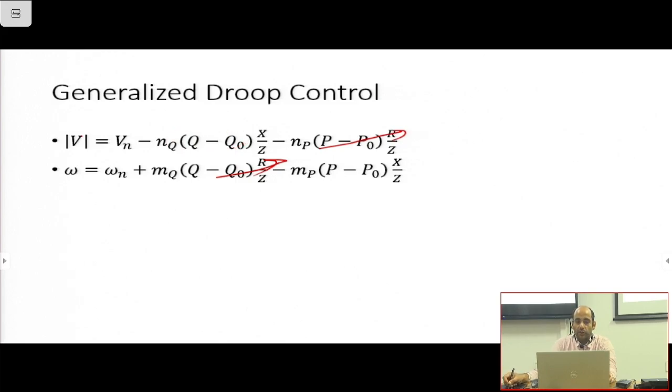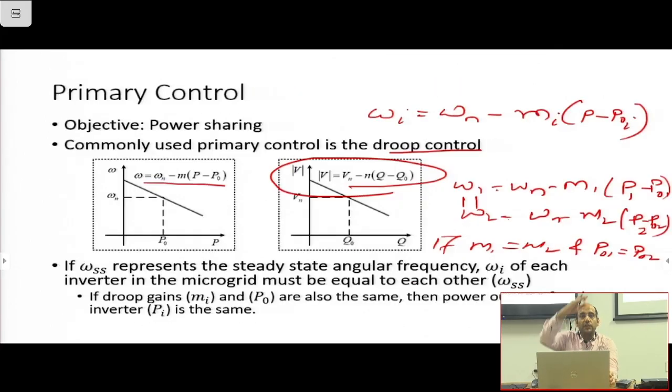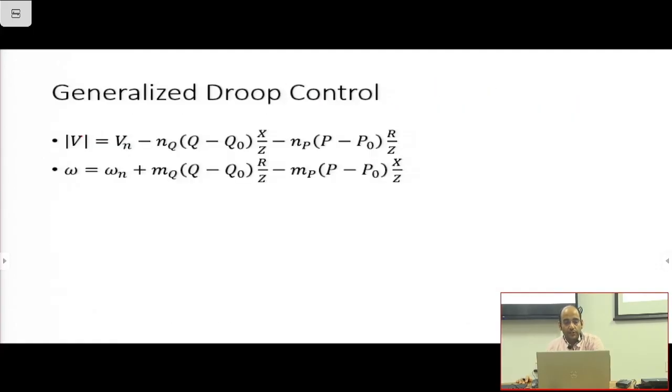So this is one important point to note. The second important point is that because it's a drooping kind of nature, the frequency and the voltage drop as the active and reactive power increase. So the nature is droop. Therefore, we have a minus sign here. If you see the generalized droop, we have a minus sign here, we have a minus sign here, we have a minus sign here. But then here we have a plus sign.